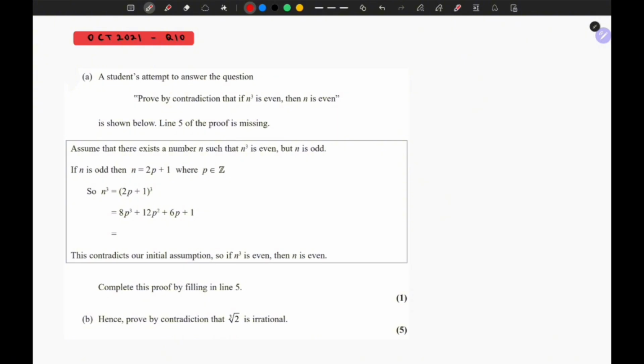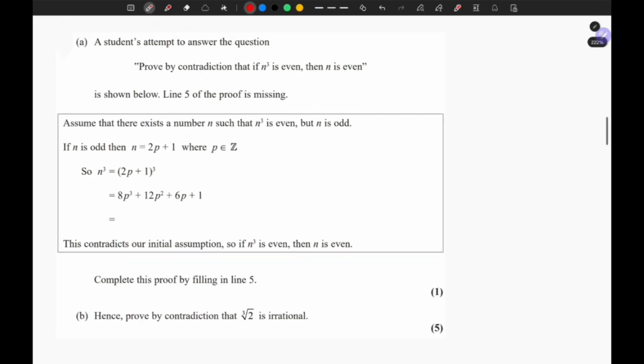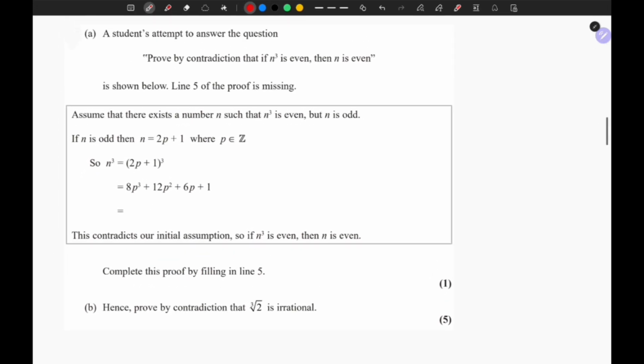Now line 5 of the proof is missing. So this line is missing. Now we need to complete this proof by filling in line 5. So in line 5 they have said that n is equal to 2p plus 1. Now they will find out the value of n cubed.